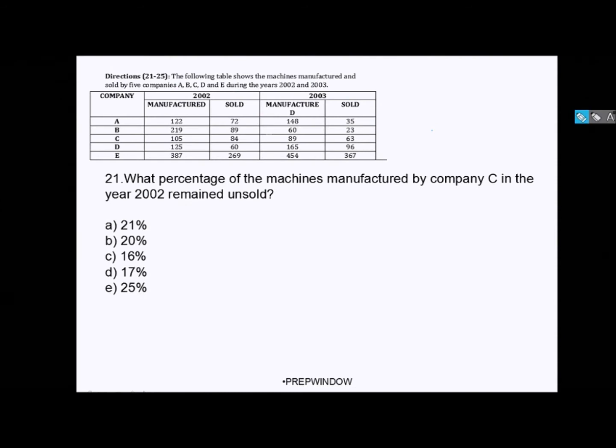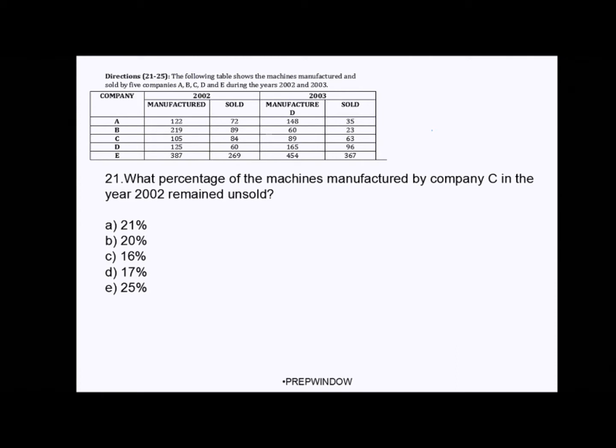So this is the data interpretation question that we have asked. First, pause the video for a few seconds and analyze the table. The table shows the machines manufactured and sold by 5 companies A, B, C, D, and E during the years 2002 and 2003. So, 5 companies across 2 years, 2002 and 2003. Now let us move on to the question directly.